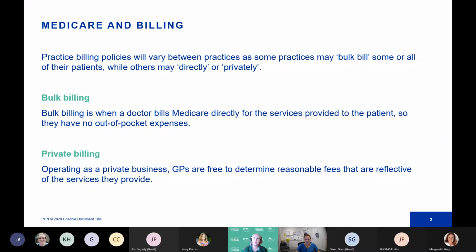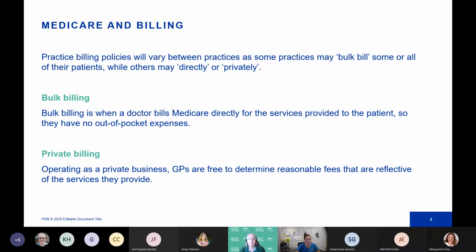So I will move pretty quickly through these slides because we have got a lot of content today. So we'll look at the Medicare and the billing. So in Australia, general practices essentially operate as private businesses. So payment for services involves an agreement between the GP and patient on a fee-for-service basis.